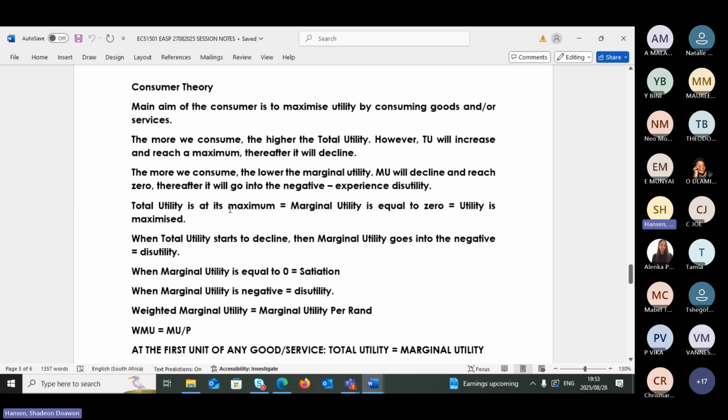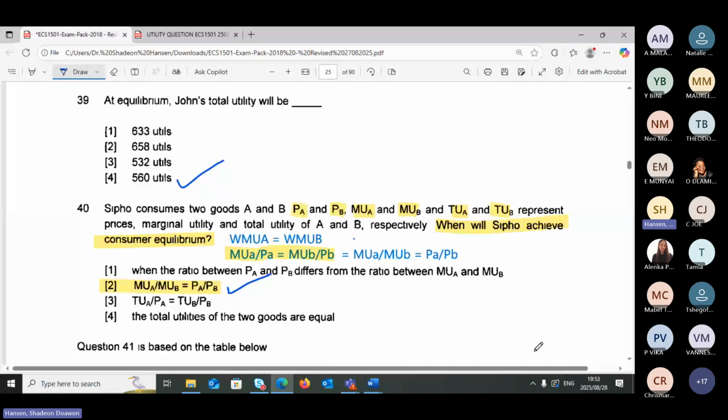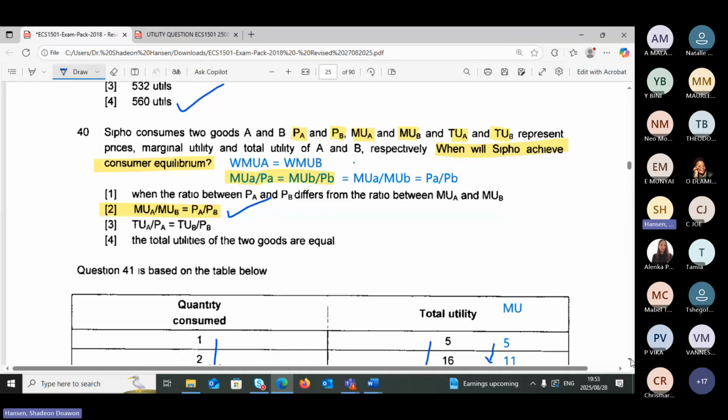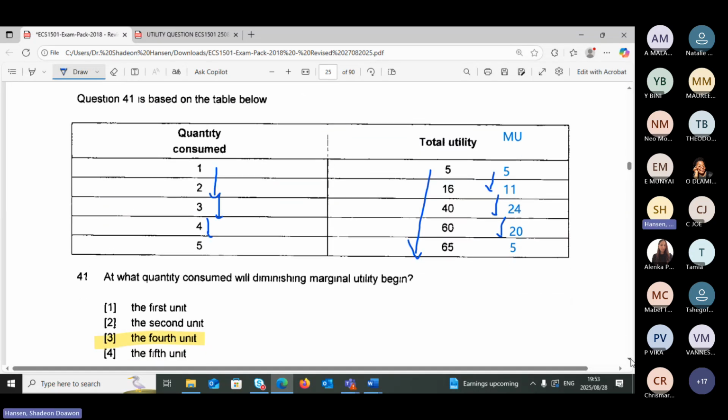Okay. Now let's move on. That was question 40. Let's look at question 41. It says question 41 is based on the table below. It looks a little bit like a dog's breakfast over here, but let's just do some housekeeping.